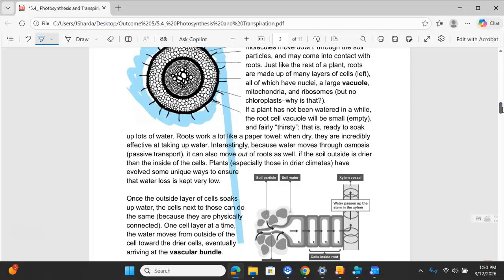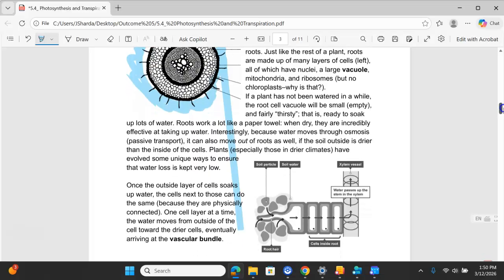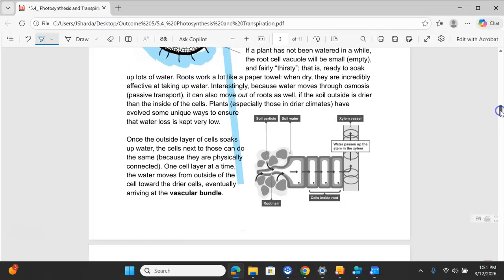Once the outside layer of cells soaks up water, the cells next to those cells can do the same because they're physically connected. Like they're physically touching each other. One cell layer at a time, the water moves from outside of the cell toward the drier cells, eventually arriving at the vascular bundle. Okay, so let's take another look at this.